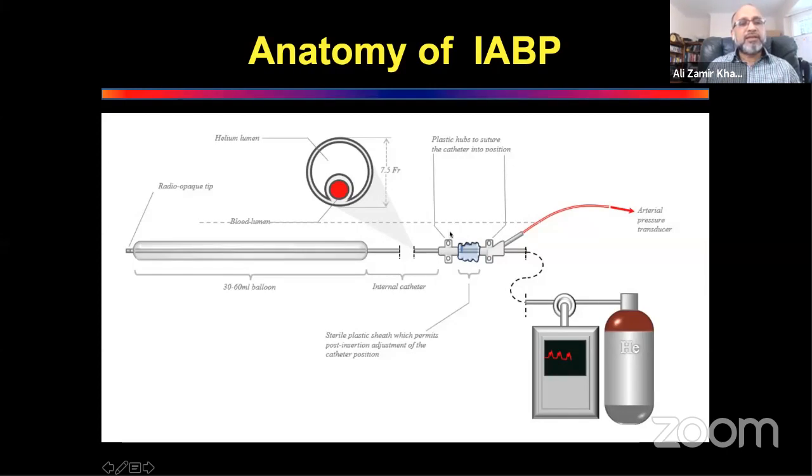Inside there is the inside channel. This is the lumen of the balloon pump. And on the outside of it is the 30 to 60 ml balloon, okay? So there is an internal catheter and there is a balloon at the tip of the catheter. At the tip of the balloon pump is always a radio-opaque tip. And can somebody tell me why you have a radio-opaque tip at the tip?